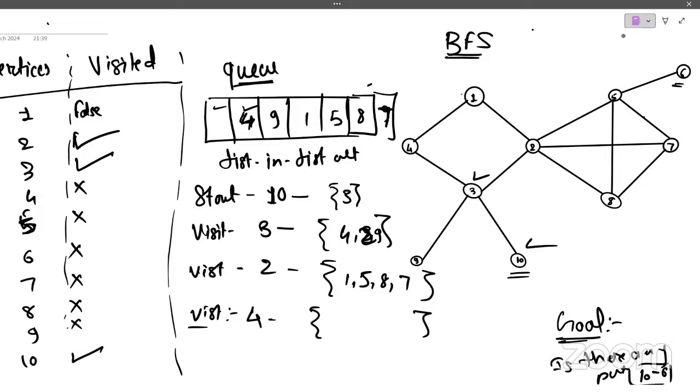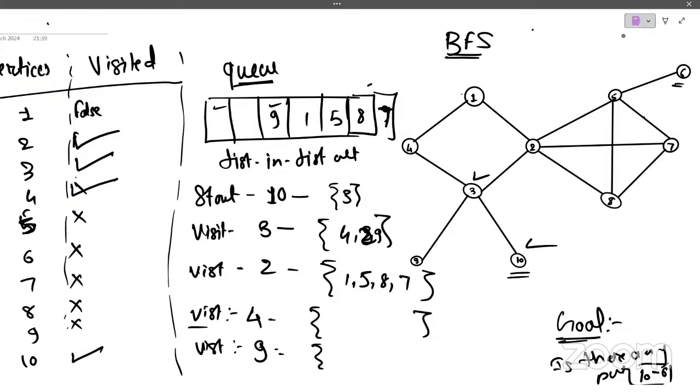So 3 is already listed. So 4 doesn't give anything new. So 4 is also visited. So I'll remove it from my queue and I also take it to be true. Okay. Now similarly, the next member is 9. So I'll visit 9.